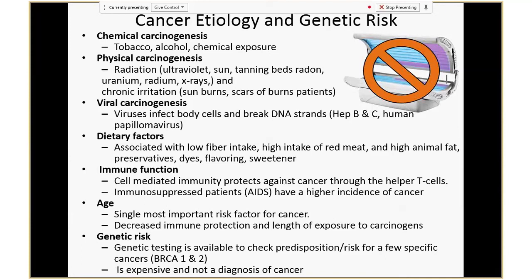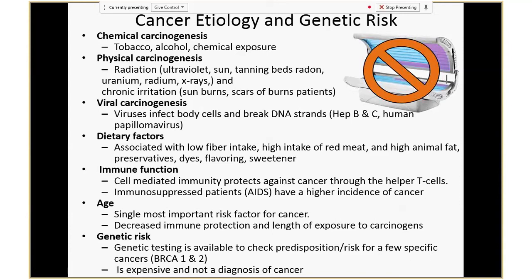So chemical carcinogenesis: this is your tobacco, your alcohol, and your chemical exposure. These are the things you've been taught since middle school or elementary: don't smoke, don't do drugs, don't do alcohol, because over the long term this can affect your body. Physical carcinogens: you've heard of the tanning bed phenomenon, where you can get skin cancer by exposing yourself to radiation that's not necessary. Over time, chronic irritation like sunburns, or if you are a burn patient survivor, you potentially could have cancer from irregularity of the skin.